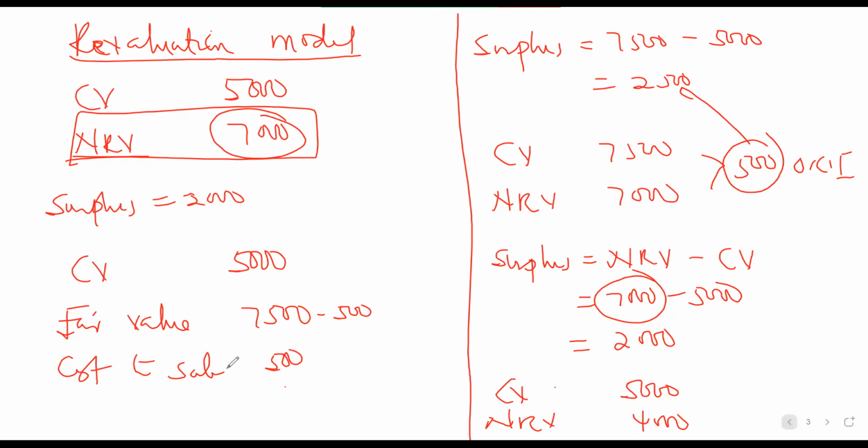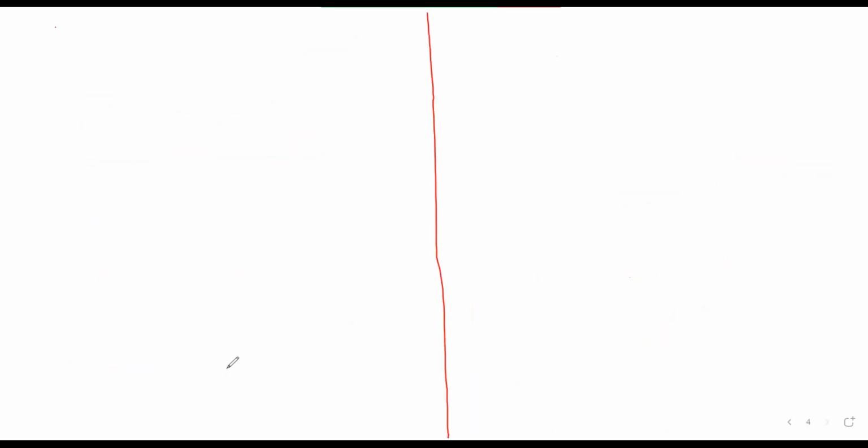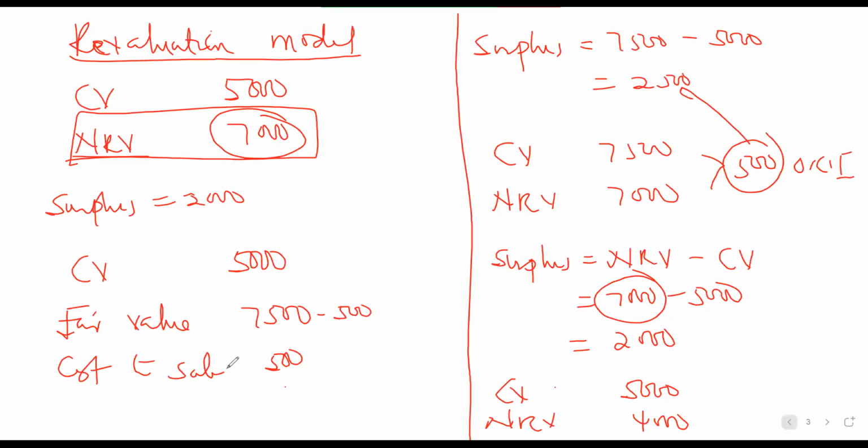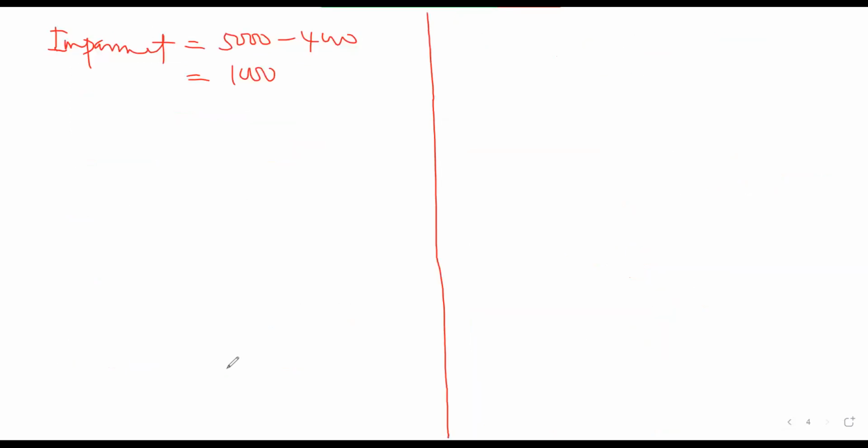Carrying value is 5,000. Net realizable value is 4,000. There will be an impairment of 1,000 cedis, which is 5,000 minus 4,000. So at what value are we going to classify the asset? At 4,000. Okay, that will be the recoverable amount. So the asset will be classified at 4,000 initially.